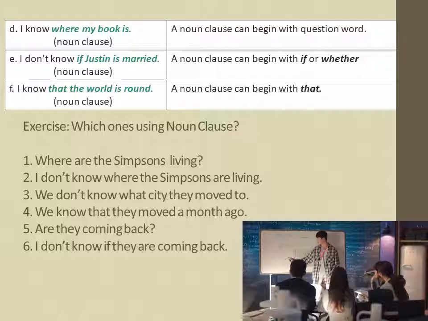Okay, now let's see number 1 until number 6. Which ones use a noun clause? Where are the Simpsons living? It is not a noun clause, it is just a question. But number 2, I don't know where the Simpsons are living. This is a noun clause. We don't know what city they moved to. We know that they moved a month ago. Number 4 is a noun clause. Are they coming back? It is not a noun clause. Number 6, I don't know if they are coming back. It is a noun clause.